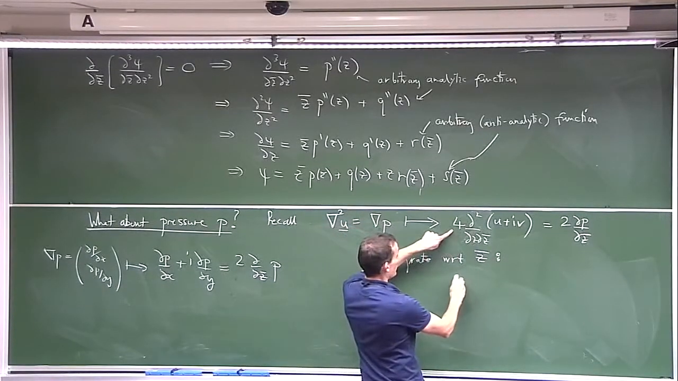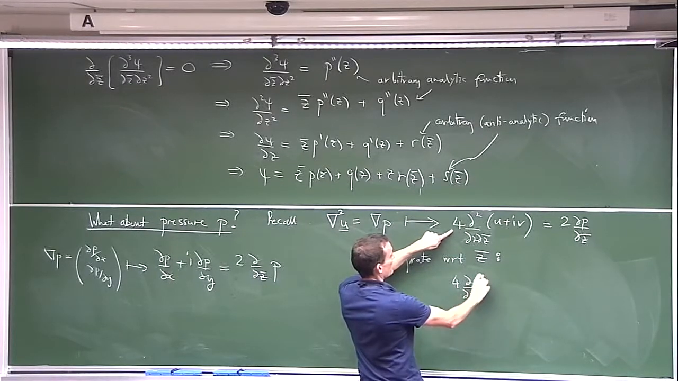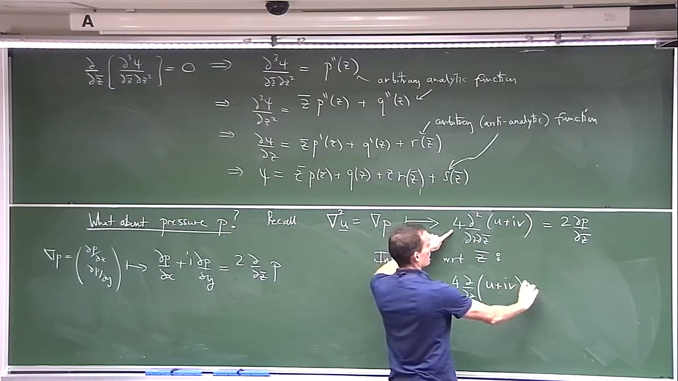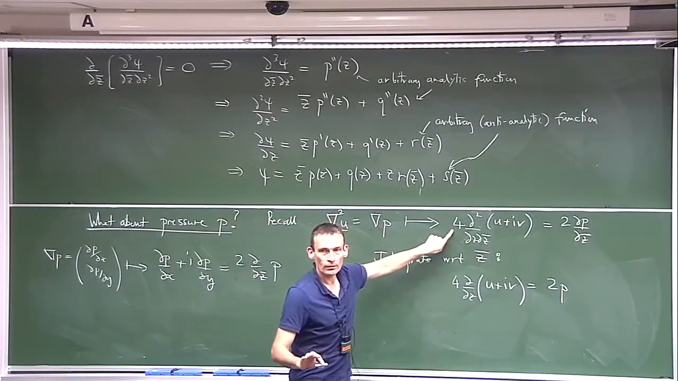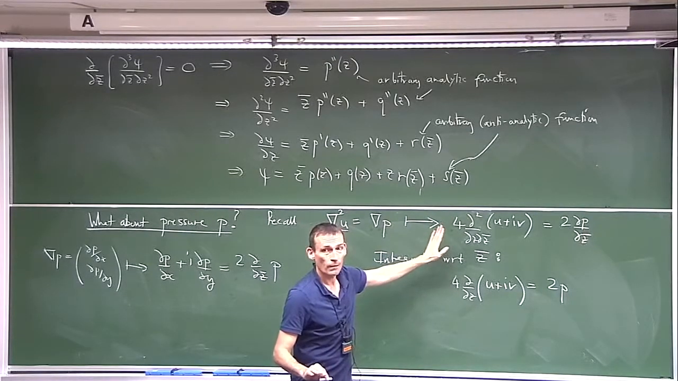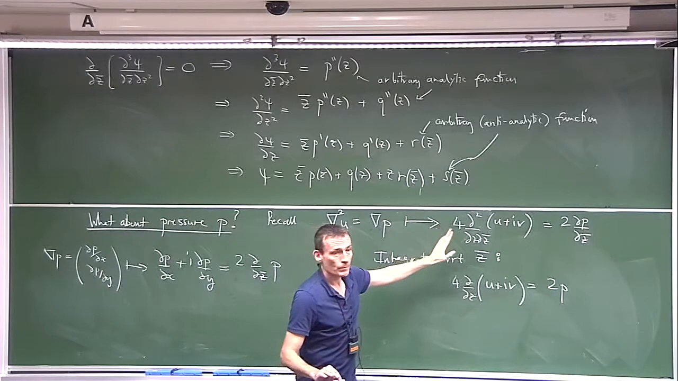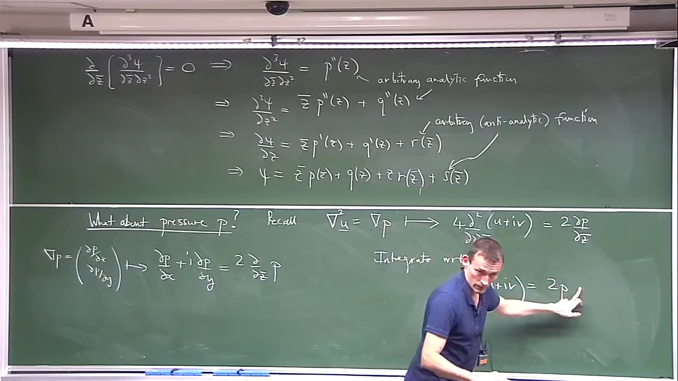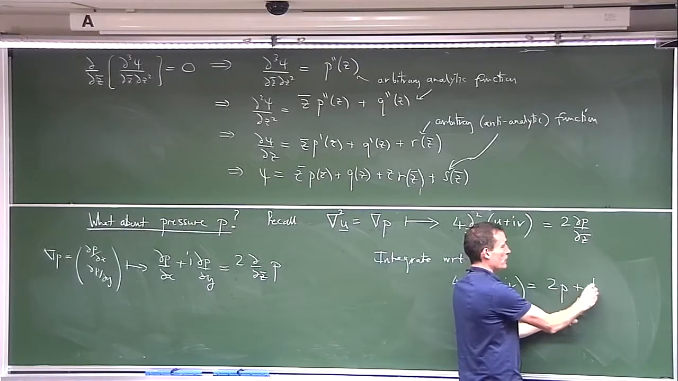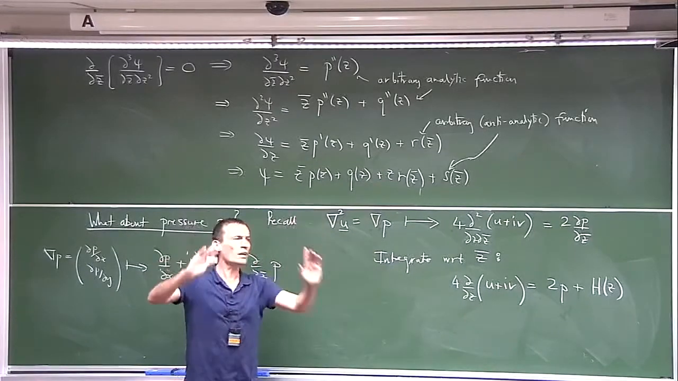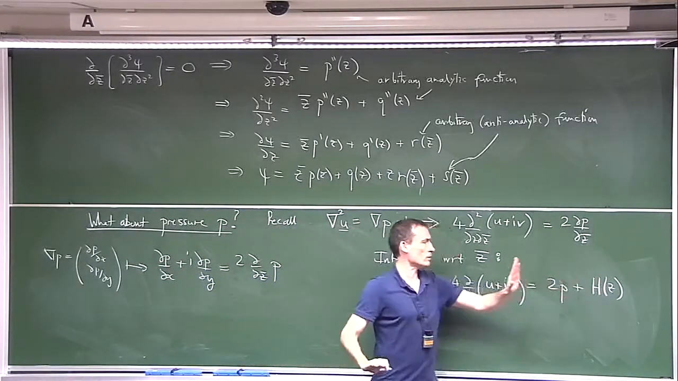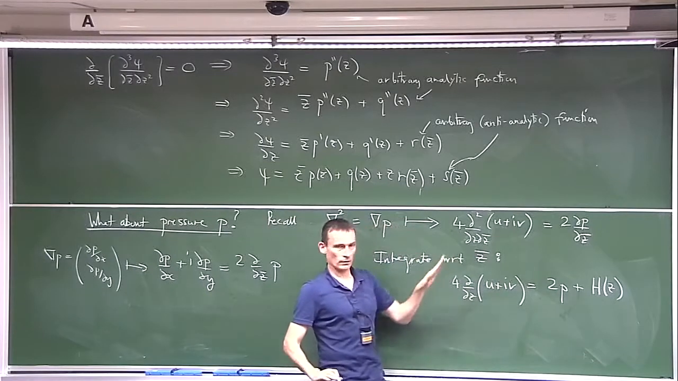Right? So what I'm going to get here is 4 d by dz of u plus iv is 2p. Remember, that's what I'm looking for, p. But what else? Just integrated with respect to z bar, keeping z fixed, I've got to maybe put another function of z here. Let's call it, I don't know, h of z, an analytic function of z, remember? Because if I take a z bar derivative of this, that will give me 0. And then I get that and that.